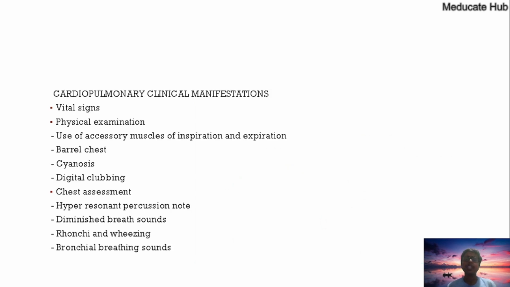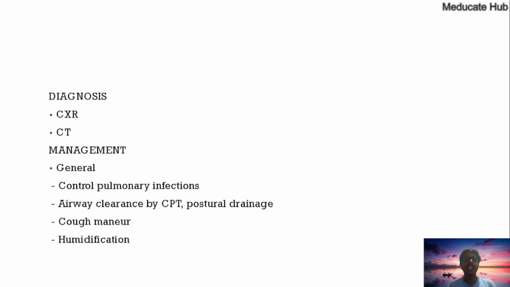And the cardiopulmonary clinical manifestation. What clinical manifestations can we examine? In physical examination: vital signs, use of accessory muscles of inspiration and expiration, barrel chest, cyanosis, and digital clubbing. In chest assessment, on auscultation we will hear a hyperresonant percussion note, diminished breath sounds, rhonchi or wheezing, and bronchial breathing sounds. How will we diagnose? We can diagnose through chest X-ray and CT.